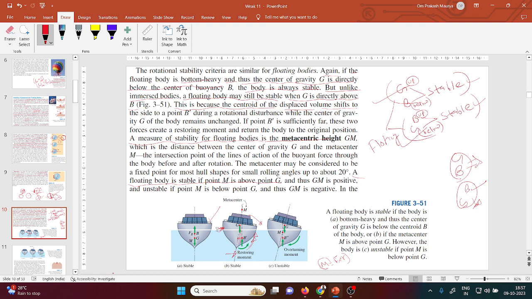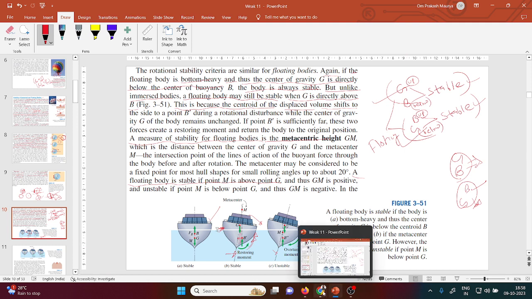But in the third case, what is happening? This is even farther from this line. Then what will happen? The line of action of your buoyant force meets below the G point. Then in this case, you need a moment in this direction, but your moment is like that. Then what will happen? Your body will be in an unstable condition and there are chances your body will sink. So I think Pradeep, you got this thing.